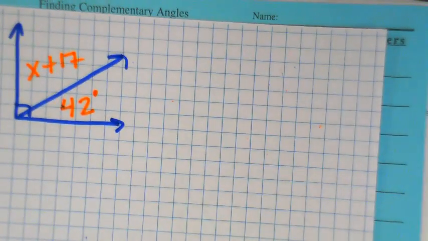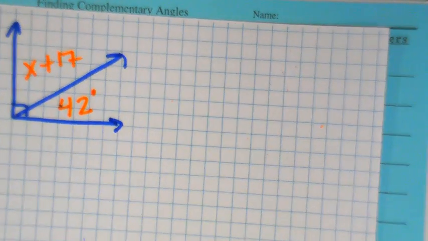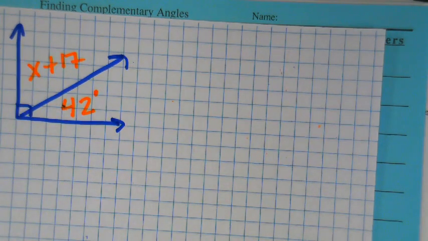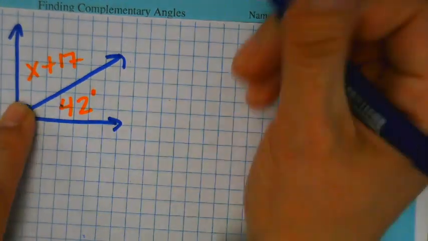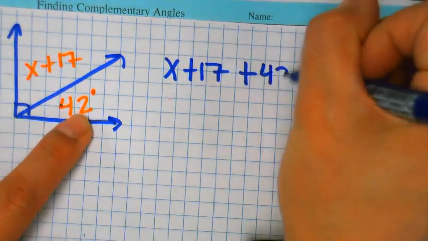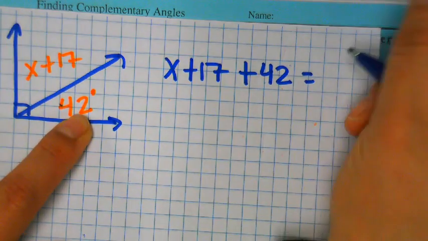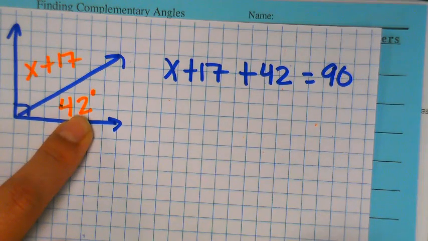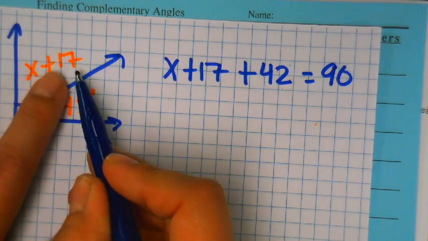So now, instead of just having x, we have x plus 17 and 42 degrees. Okay? Together, what do they make? 90 degrees, right? So we still have complementary angles, 2 angles that equal 90 degrees. So when we set up an equation, we're just going to write all of this together. X plus 17 plus 42 all has to equal what? 90. Okay? So there's one extra step. What's the extra step? I have this plus 17.